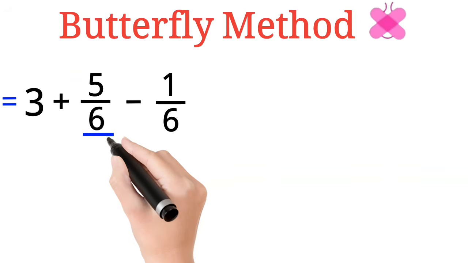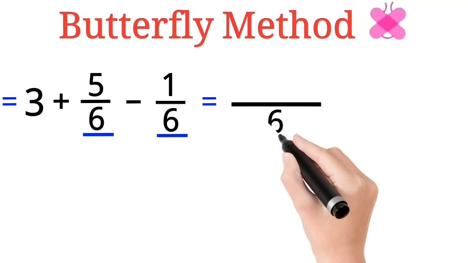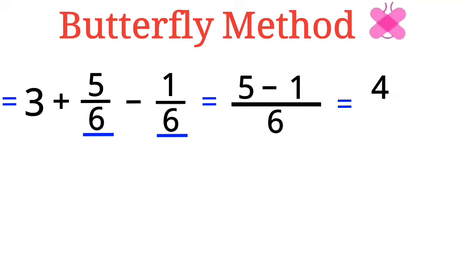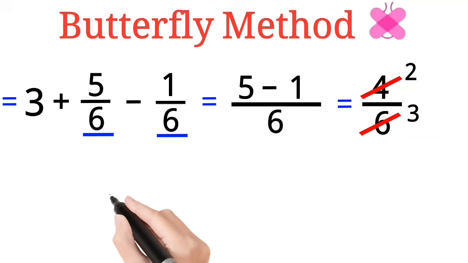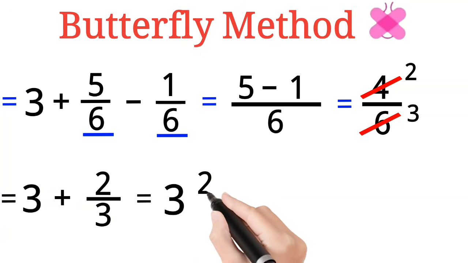The denominators are already the same, so we don't need the butterfly method here. We simply subtract the numerators. 5 minus 1 equals 4. Now we simplify the fraction to its lowest terms. 4 over 6 simplifies to 2 over 3. So our final answer is 3 and 2/3.